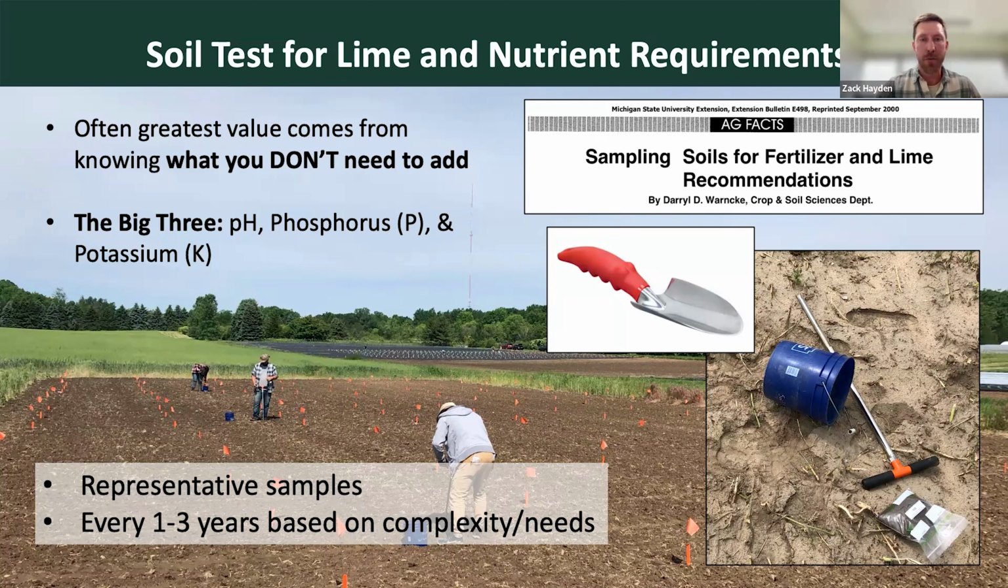And then how frequently should you take soil samples? Well, every 1 to 3 years, really based on your complexity and needs. If you've got a pretty simple rotation, maybe every 3 years is fine. If you're on a diversified system, a lot of different crops going on, soil sampling more frequently may be of value to you.